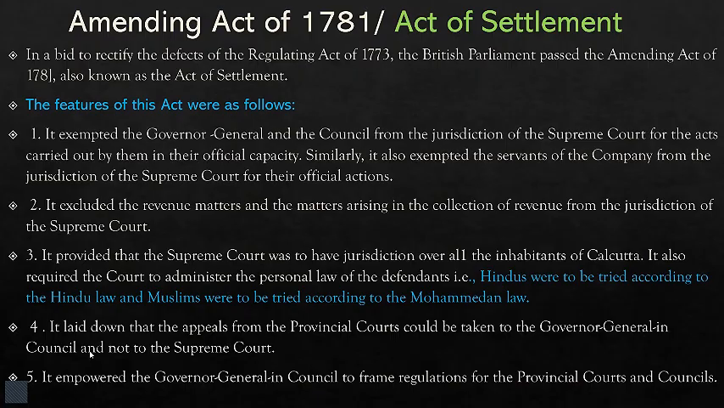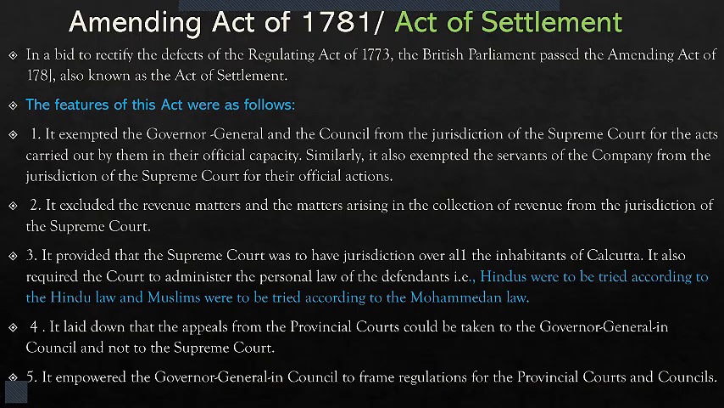Okay, then it laid down that appeals from the provincial courts would be taken to the Governor General and Council and not to the Supreme Court. So provincial courts we can say are the district courts. After these courts, if we want, we can take our appeals to the Governor General and Council as well, and not to the Supreme Court. Okay, so the Supreme Court doesn't have that power.